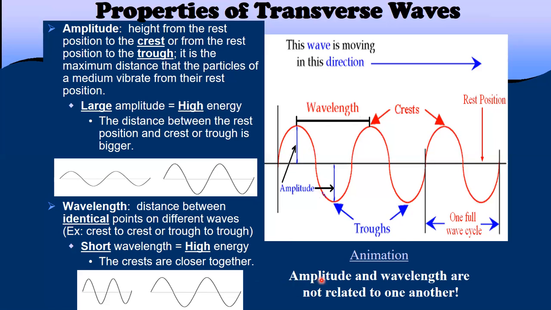But amplitude and wavelength are not related to each other. Okay, so remember that. They're not related. So you can have a high amplitude and a short wavelength, or you can have a low amplitude and a short wavelength. They're not related. One doesn't affect the other, is what I'm trying to say. So just remember that when we're measuring, or if I ask you about the energy, amplitude and wavelength are not related to each other.